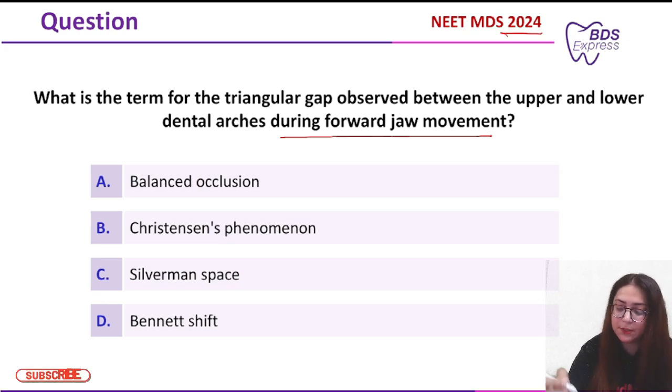Let's see the options first. Balanced occlusion is A. Christensen phenomena, B. Silverman space, C. and Bennett shift, D.